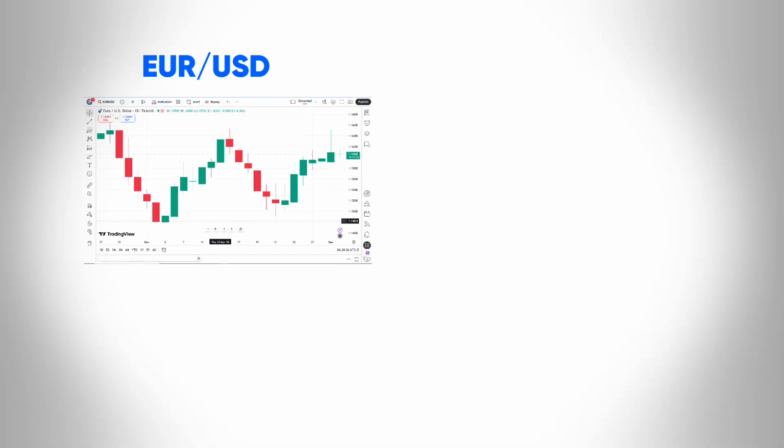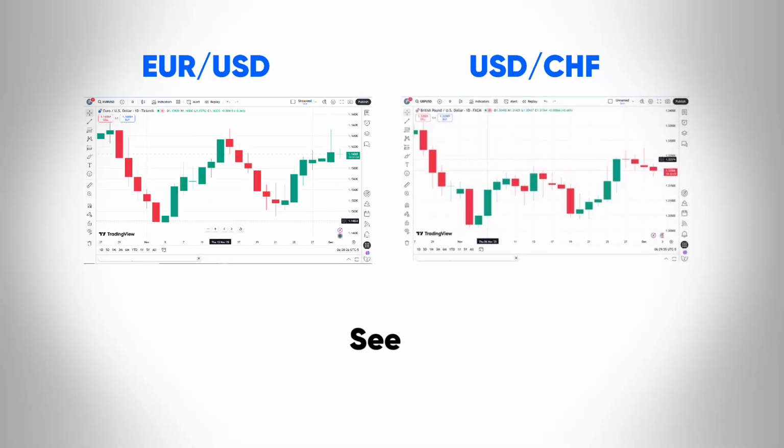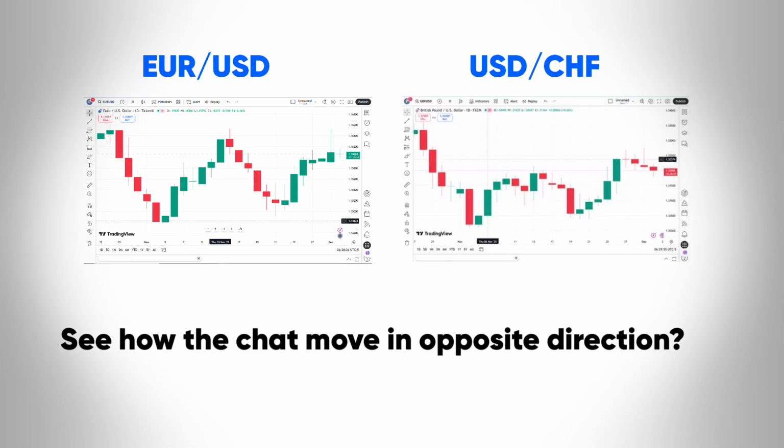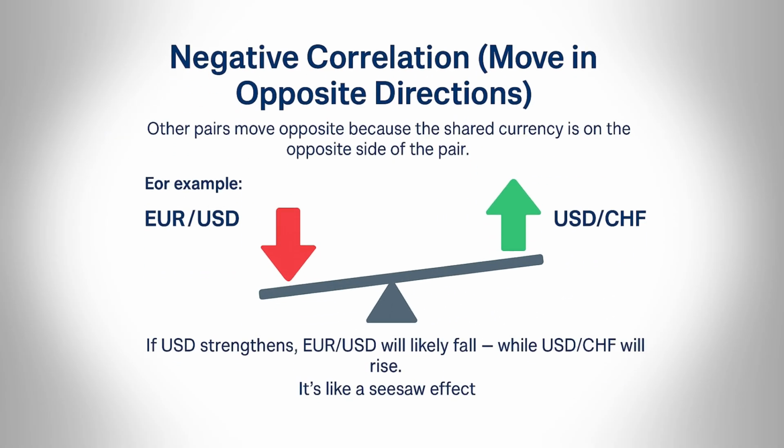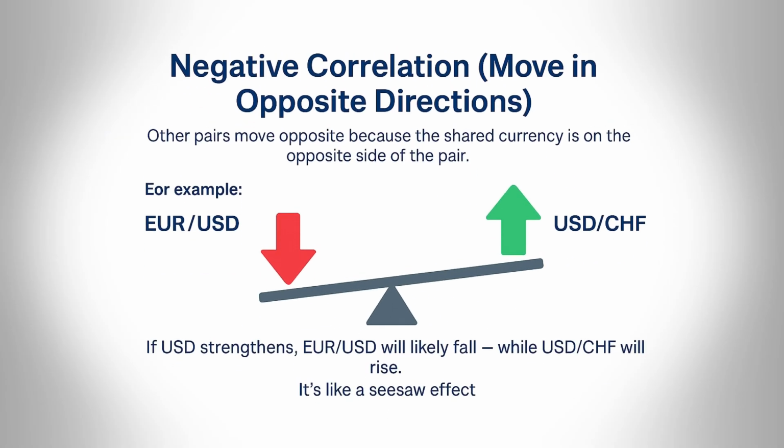On the other hand, for most currencies that have negative correlation, it is because they share a currency that is on the opposite side of each pair. For example, Euro USD and USD CHF. USD is the base currency in one of the pairs and it is the quote currency in the other pair. If the US dollar strengthens, Euro USD is going to see a fall in price, whereas USD CHF is going to see a rise in price.